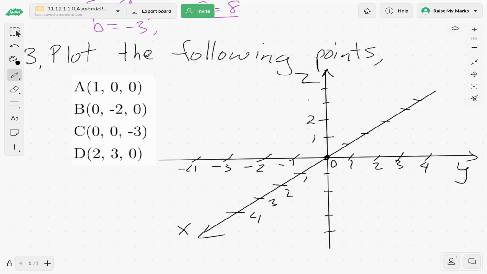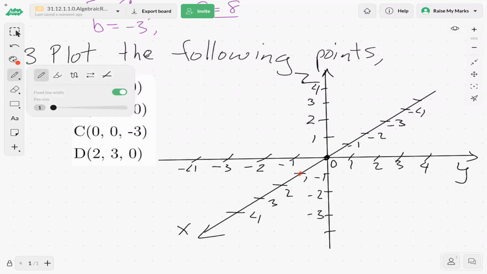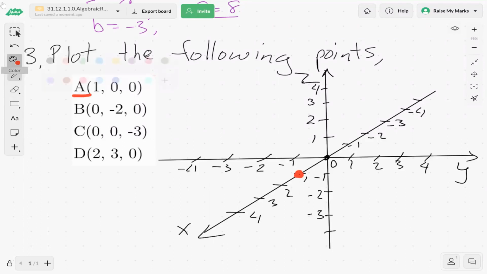I'm sure you can do a much nicer job. All right. Okay, now let's pick a different color for each. So A, X coordinate is 1, Y and Z coordinates are 0. So it looks like we're right here. That's our A. Let's pick another color. So B is 0, -2, 0. So 0 along the x-axis, -2 in the y direction, and 0 in the z. So we're right here. That's B.